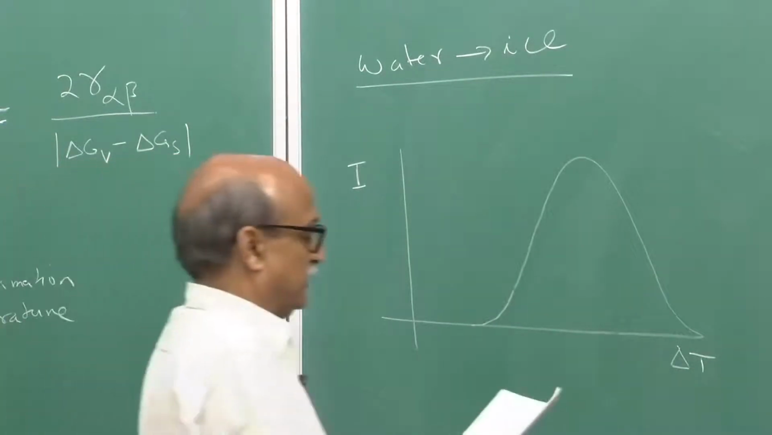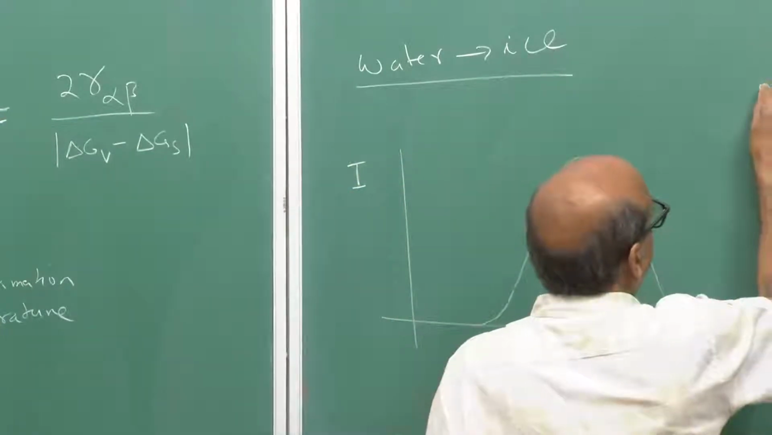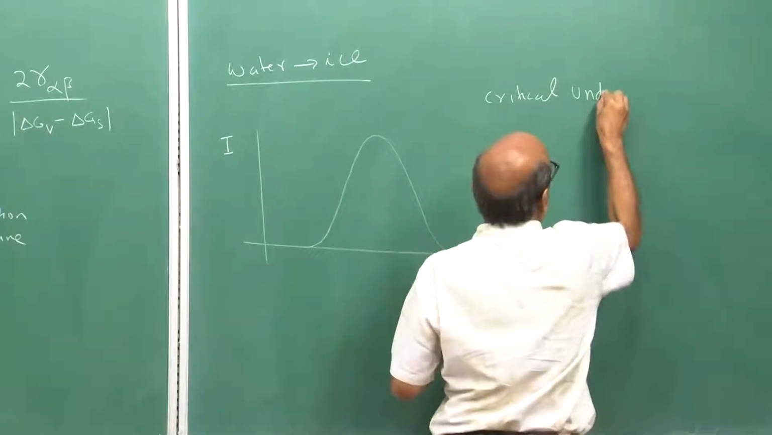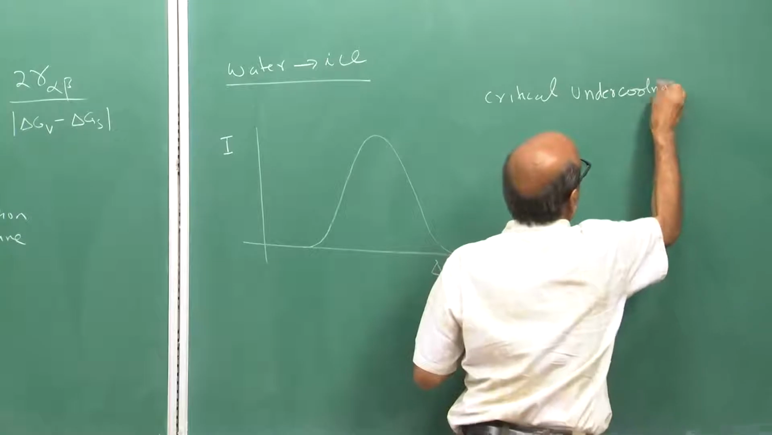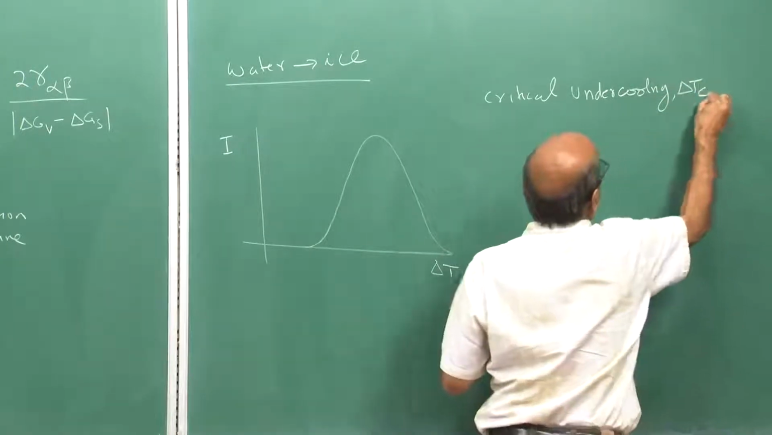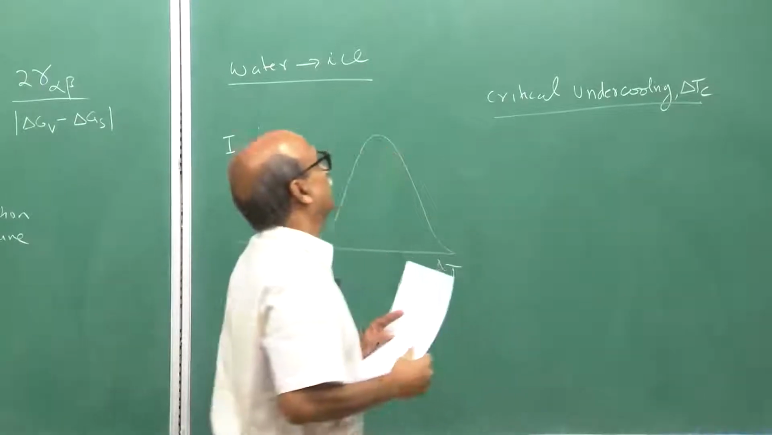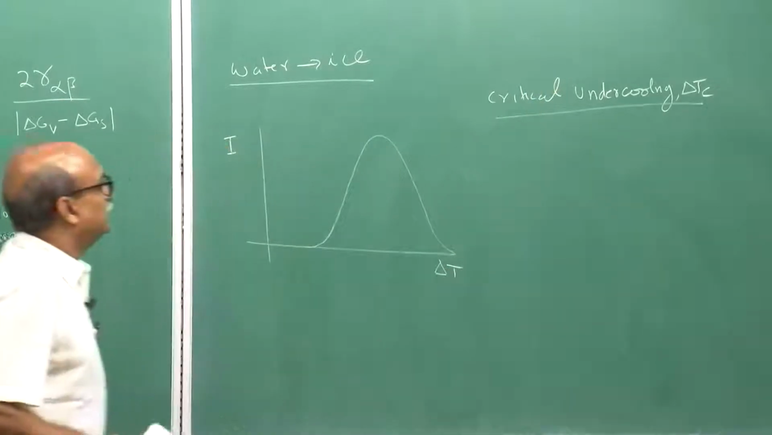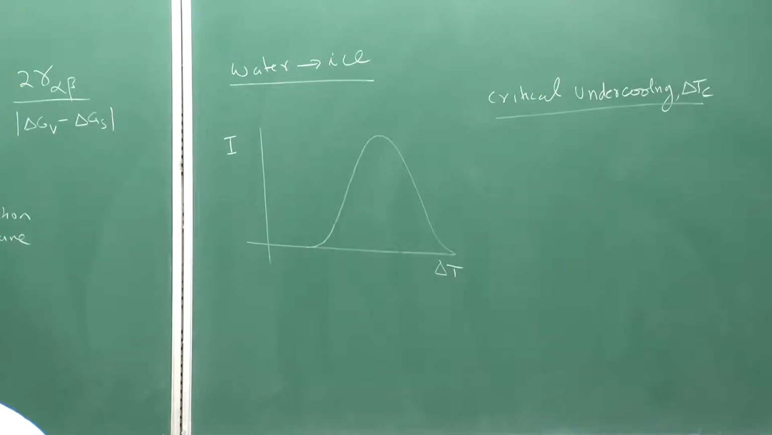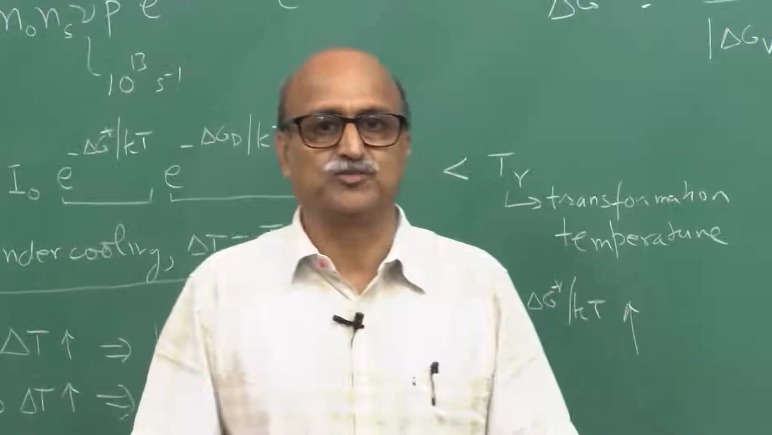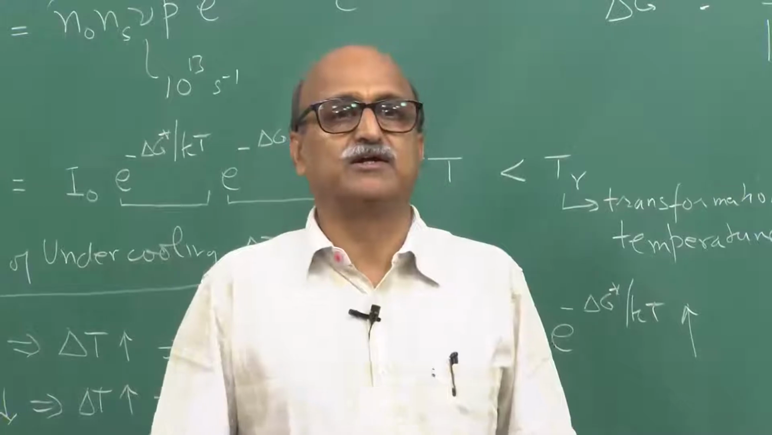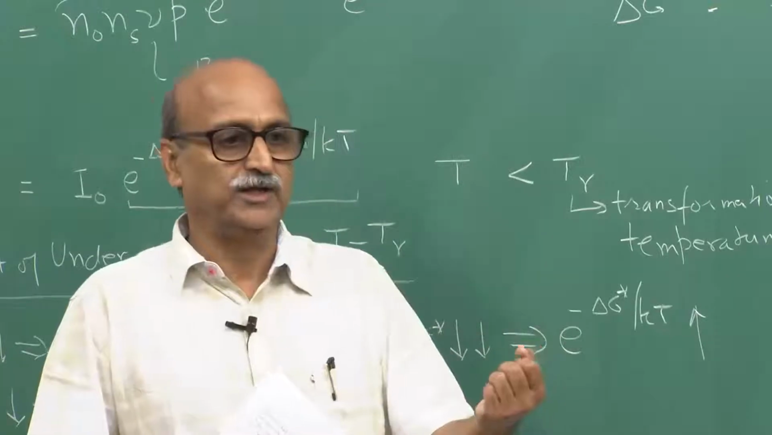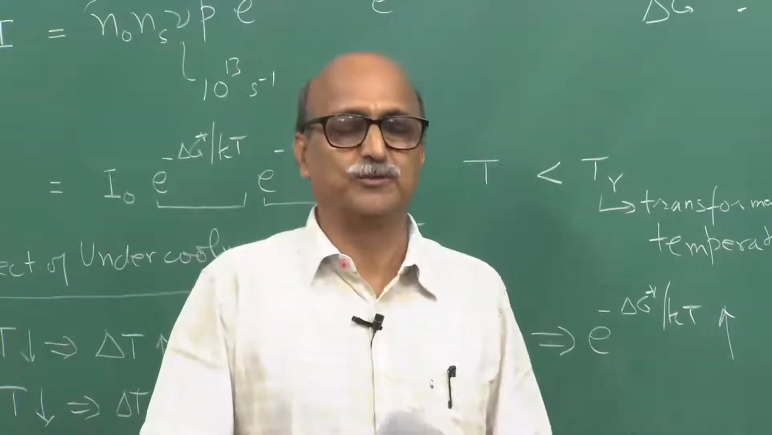Another important factor that was discussed earlier is what is called the critical undercooling, delta Tc. For an undercooling less than the critical undercooling, there is no substantial nucleation that takes place, and therefore, we cannot expect any significant phase transformation to take place. So, at temperatures below that critical undercooling, there will be essentially no phase transformation in measurable time.